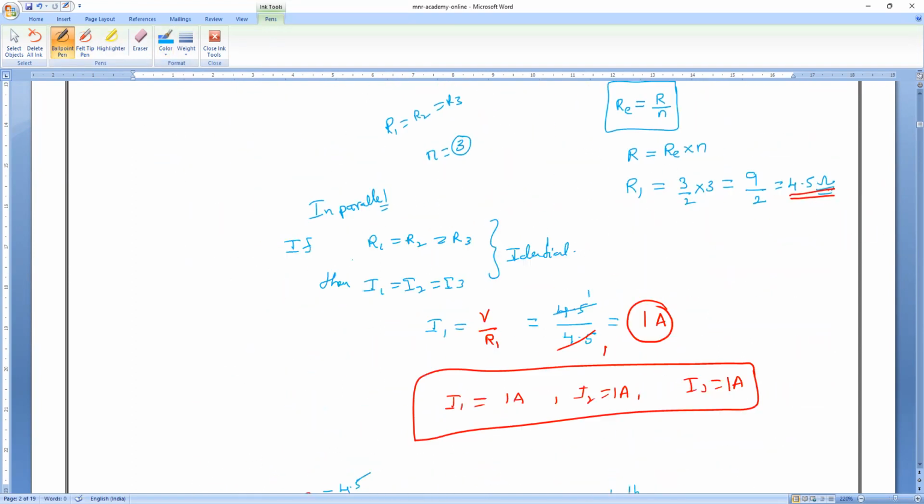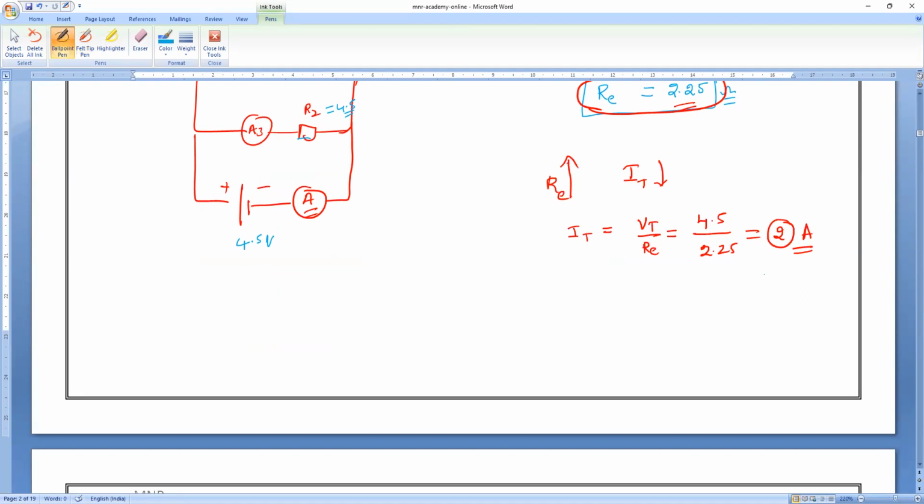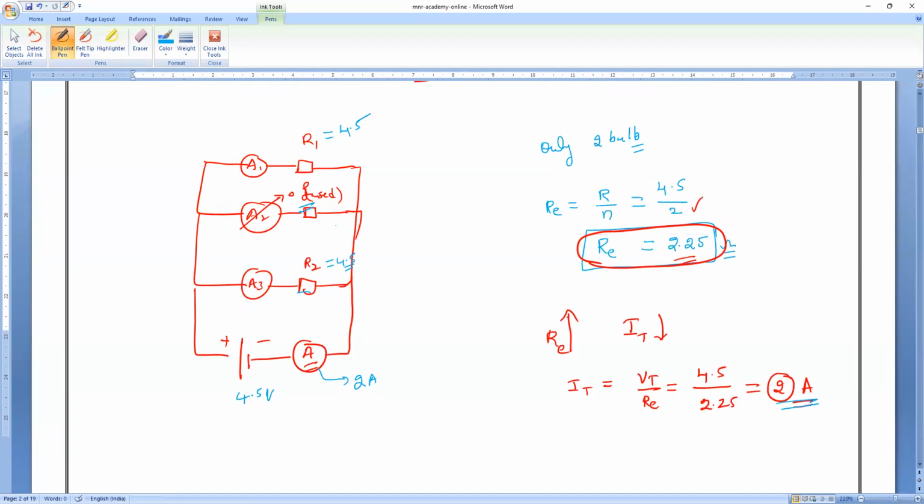Now two bulbs are connected, and the ammeter reading is 2 ampere. So the total current is 2 ampere. The bulbs are identical, so across R2, 1 ampere of current passes, and across R1, 1 ampere of current passes. The amount of current remains constant, so the brightness, which depends on power in a parallel connection, remains the same.